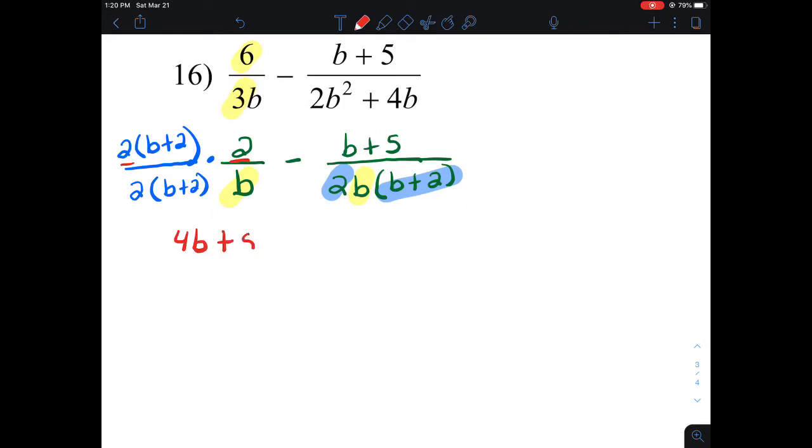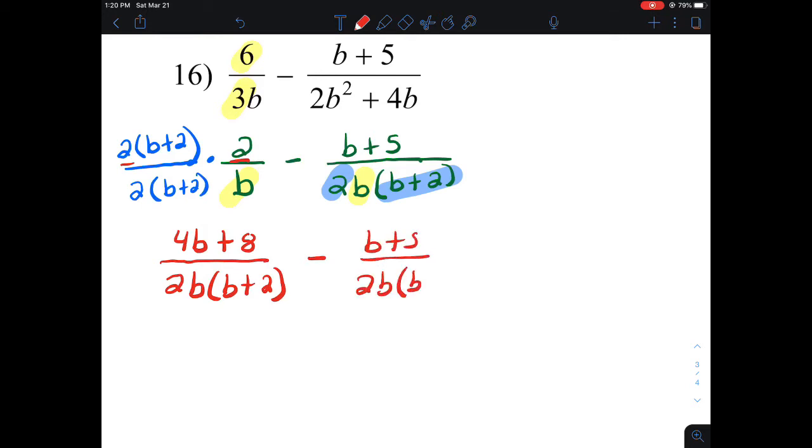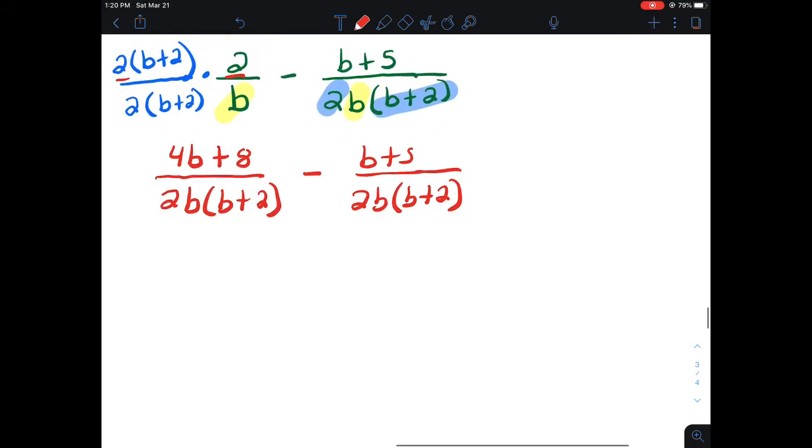So 4b plus 8 divided by, I'm not going to multiply out my denominator, so it'd be 2b times b plus 2. And then I'd have minus b plus 5 over 2b times b plus 2. Well, now we're ready to put these fractions together because they have the same denominators.